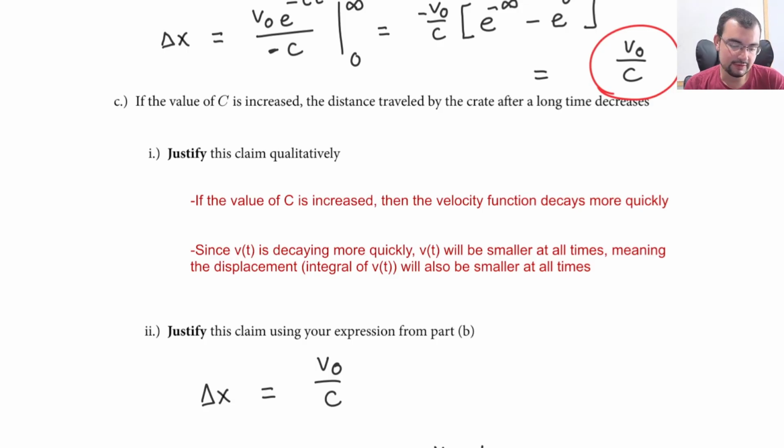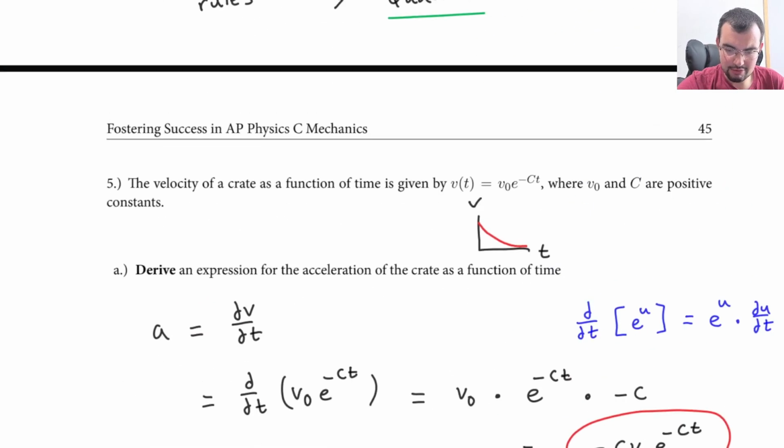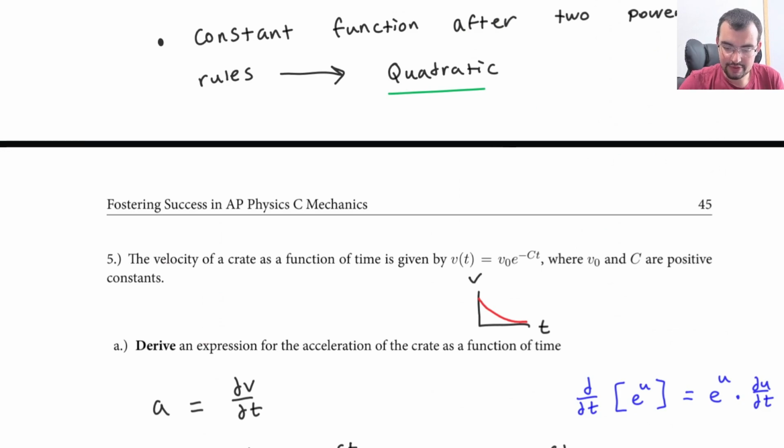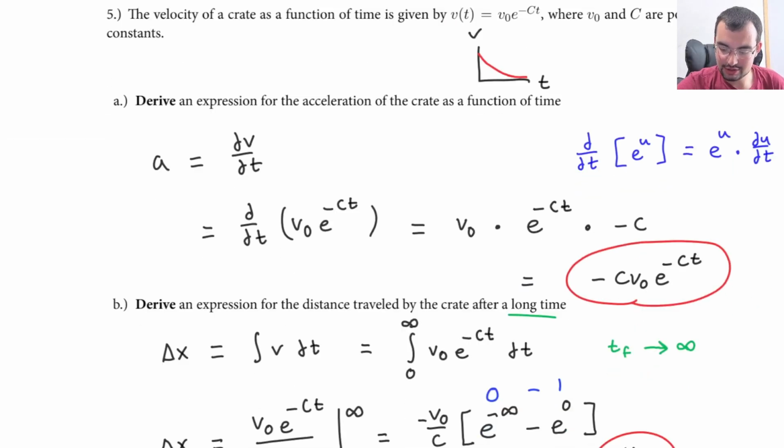So since v of t is decaying more quickly, the velocity is going to be smaller at all times for t greater than 0. So you're going to be traveling less distance per second at every single possible time, so you go a shorter total distance. So that resulted on you sort of knowing that this constant c is affecting the rate that the function decays. I thought it was interesting to ask, at least.